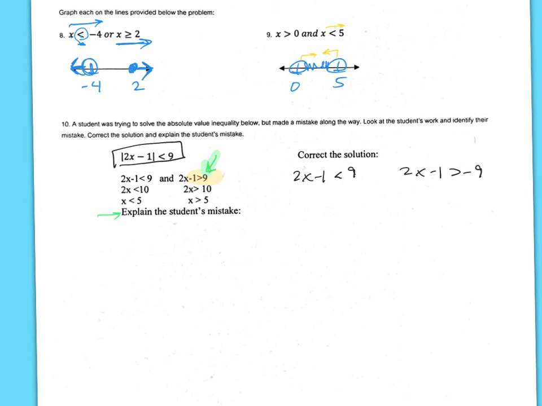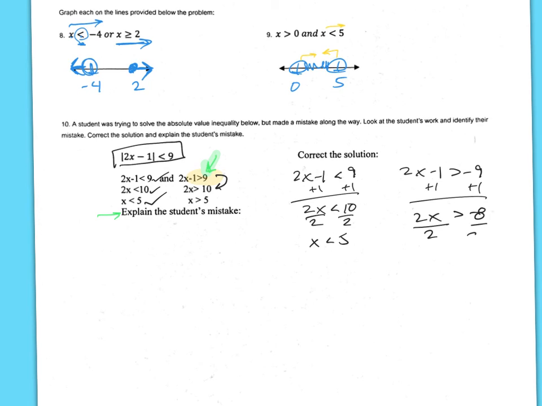But let's keep going on our solving. So we're going to add 1. So we get 2x is less than 10. So that's good. Divide by 2. We get x is less than 5. Okay, so that side's good. Over here, we're going to add 1. So we get 2x is greater than negative 8. Well, that's because the sign was wrong. And then divided by 2, we get x is greater than negative 4.